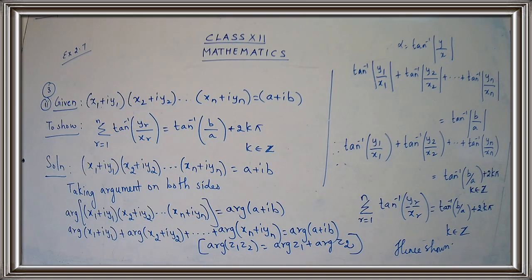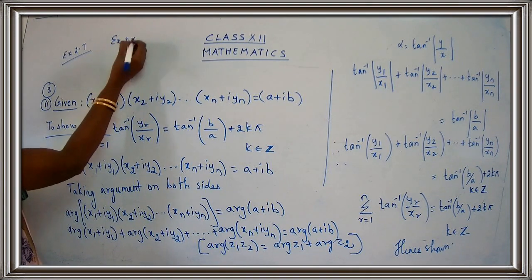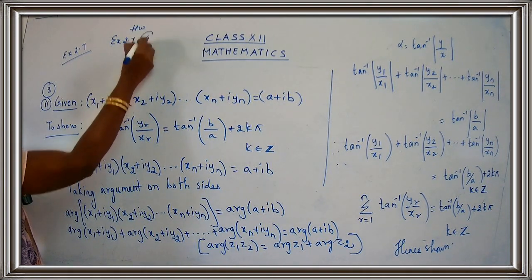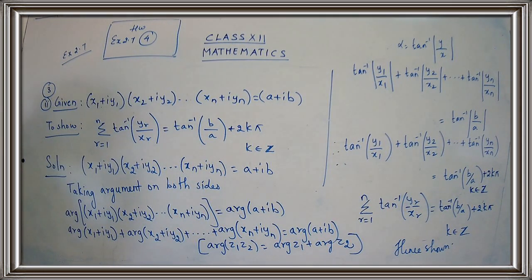And now you have question number 4 as your homework. You have to complete sum number 4. Exercise 2.7, sum number 4 is your homework. Okay, children? Okay, now you are going to take down the fifth sum. Take down the fifth sum.